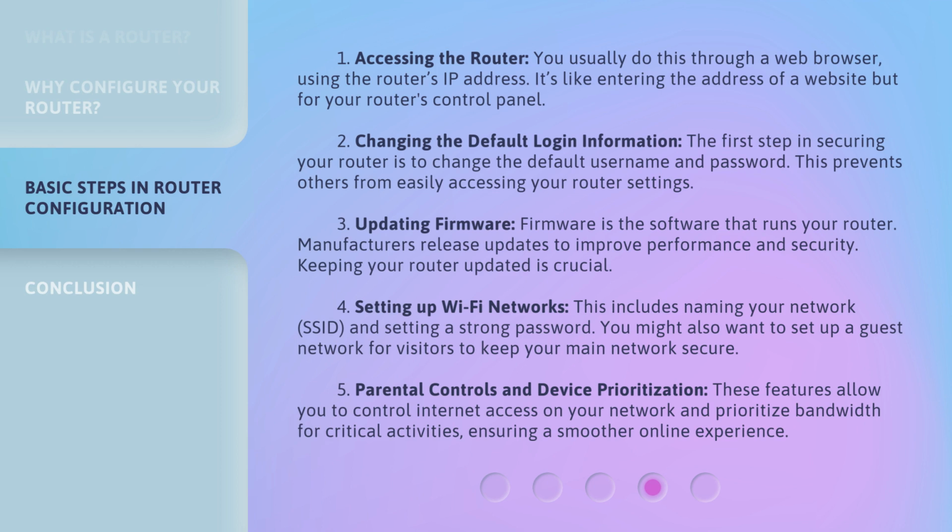3. Updating firmware. Firmware is the software that runs your router. Manufacturers release updates to improve performance and security. Keeping your router updated is crucial. 4. Setting up Wi-Fi networks. This includes naming your network, SSID, and setting a strong password. You might also want to set up a guest network for visitors to keep your main network secure.